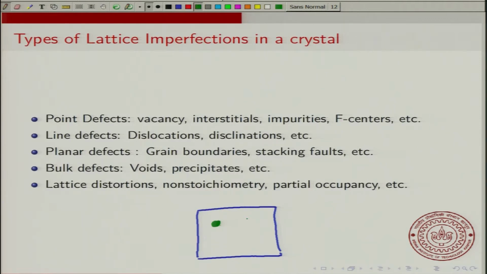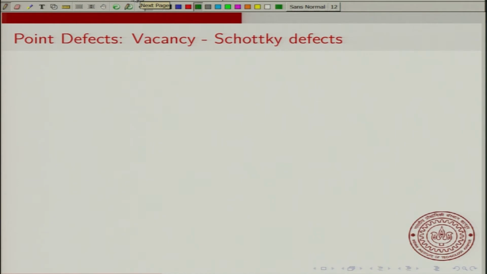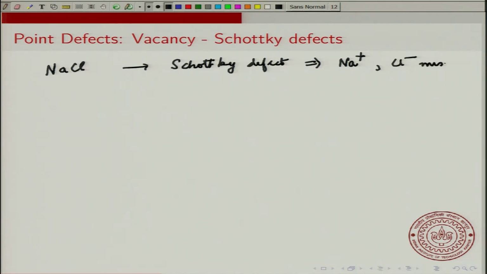Okay, let us talk a little bit about the point defects. I will do a few examples of very well known point defects that you might also be familiar with. The first one is the Schottky defect. If you had an ionic crystal, like let us say NaCl, then the Schottky defect would correspond to a Na plus and Cl minus missing. So, a pair, one sodium plus and one chloride ion missing.